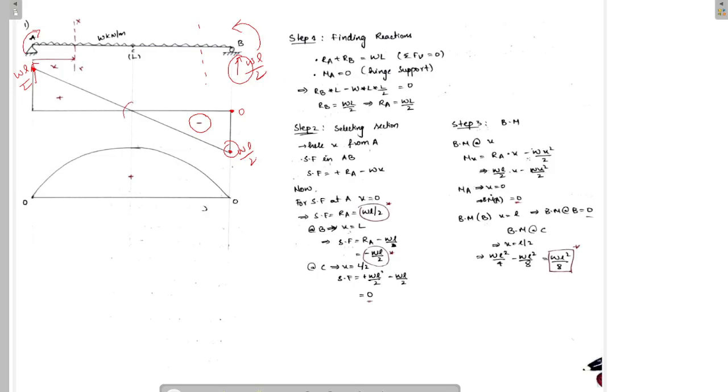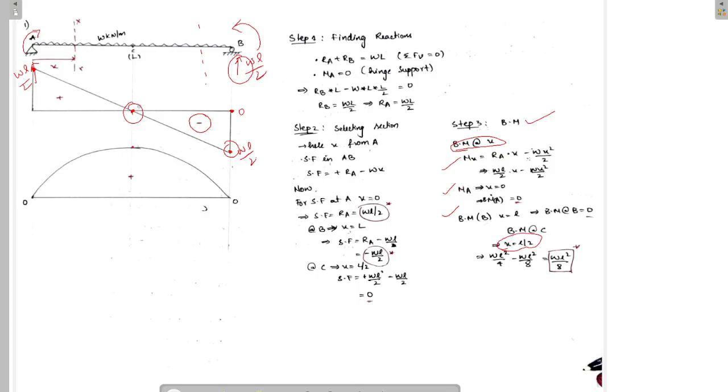Indirectly, we will get a point C, where the shear force is 0. Similarly, while calculating the bending moment, we will write the equation for bending moment at a distance x. So we will get this equation. For bending moment at A, we substitute x equals 0. For bending moment at B, we substitute x equals L. For bending moment at C, we substitute x equals L by 2. And this is the standard procedure.